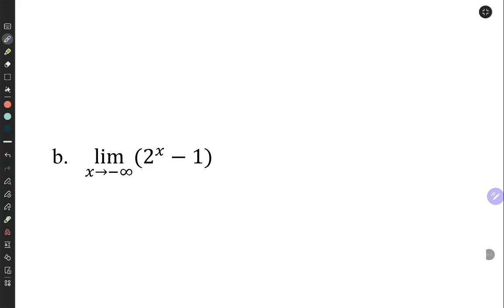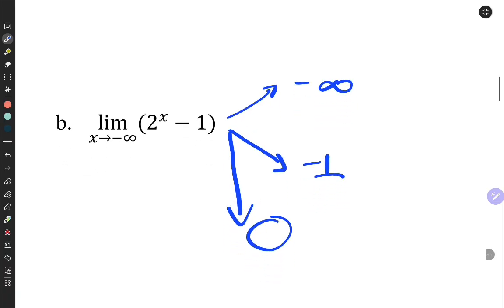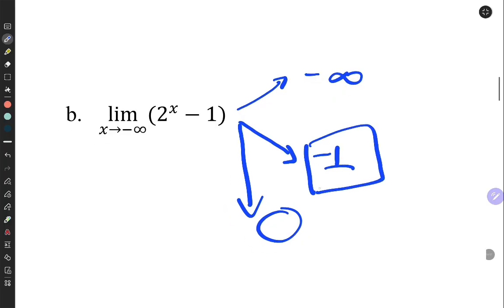Okay, I walk around, I see different answers. I see negative infinity, I see negative 1, I see 0. Any other answer besides these? Okay, so you are within these 3. The correct one, drum roll please. It's negative 1. Yep, negative 1. Why is that?